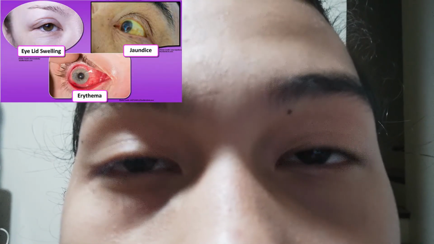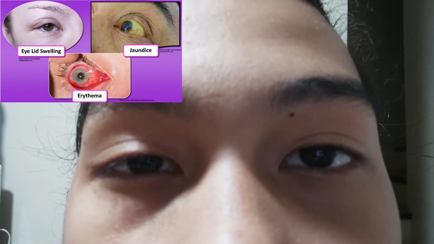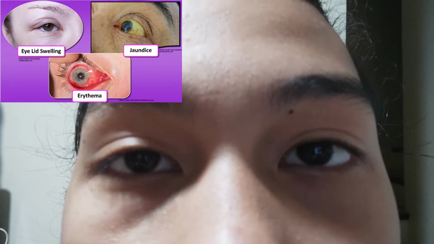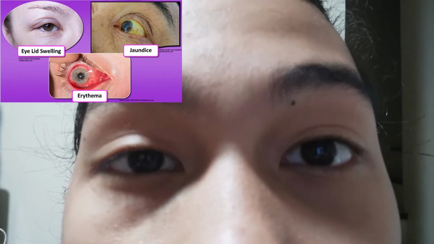And now we're going to assess the eyes. So let's look at the eyelid, the sclera, the white of the eye, the iris, the pupil, and the conjunctiva. So it should not have any swelling in the eyelids, and also the sclera should be white, not yellow, which would be jaundice.